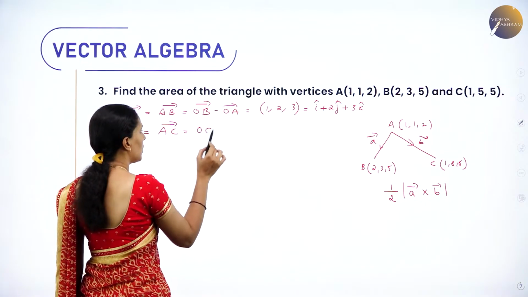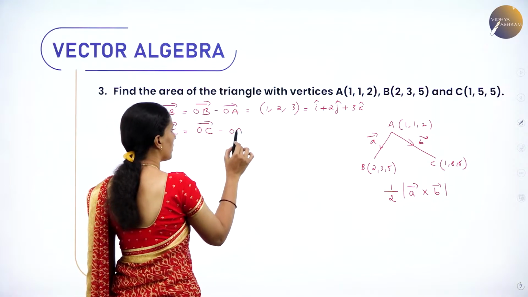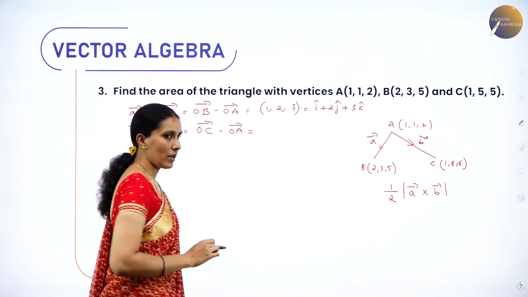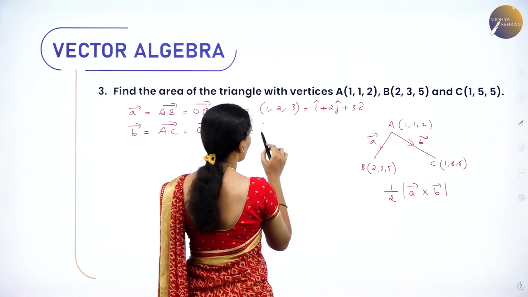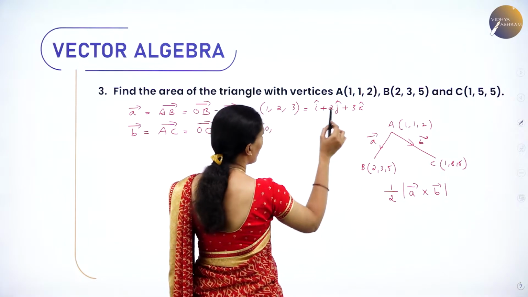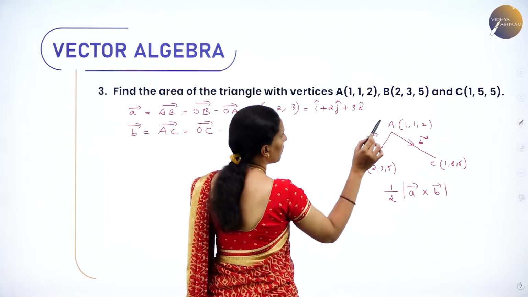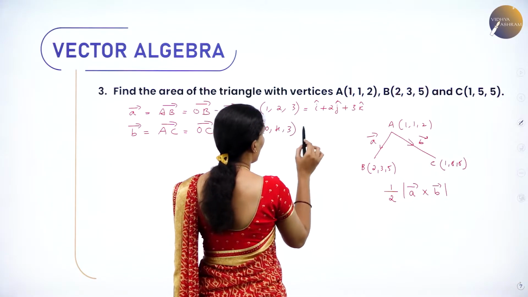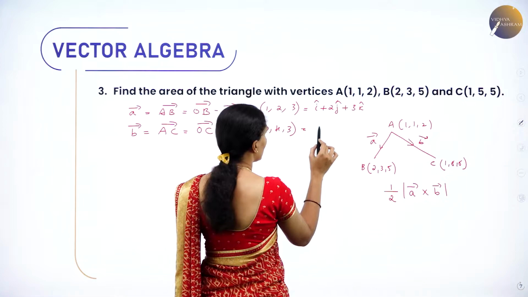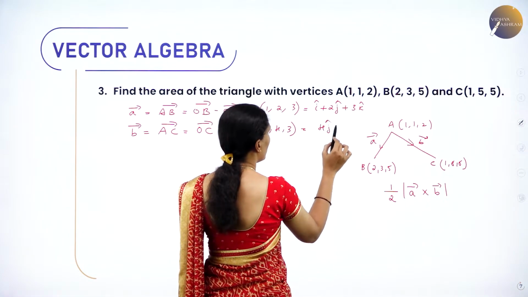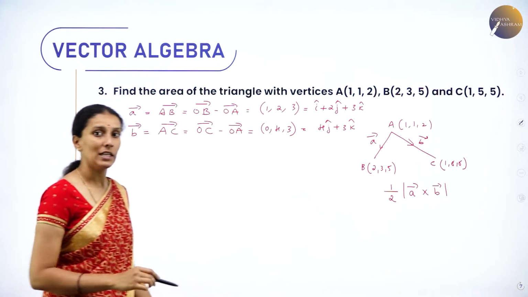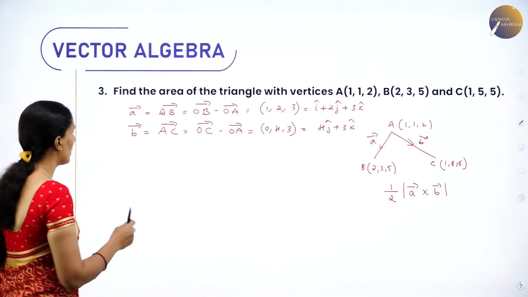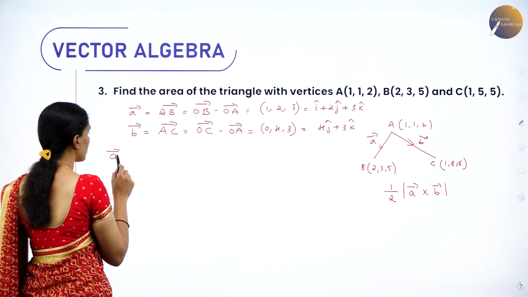AC is nothing but OC minus OA, the position vector OC minus OA. Now let us subtract. 1 minus 1 is 0, 5 minus 1 is 4, 5 minus 2 is 3, and the vector form of this coordinate is 4j plus 3k, because there is no i component, 0 into i is 0. Now we will take A cross B.